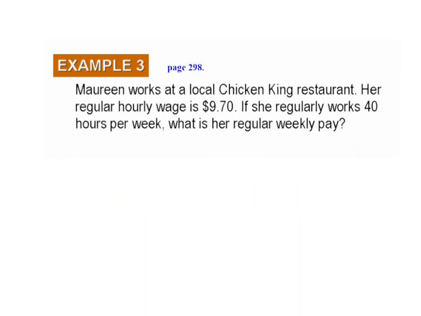Here's example 3, which is on page 298 of your text. Maureen works at a local Chicken King restaurant, and her regular hourly wage is $9.70. If she works 40 hours per week, what is her regular weekly pay? So we just do 40 times 9.7. What does that equal? It equals 388.